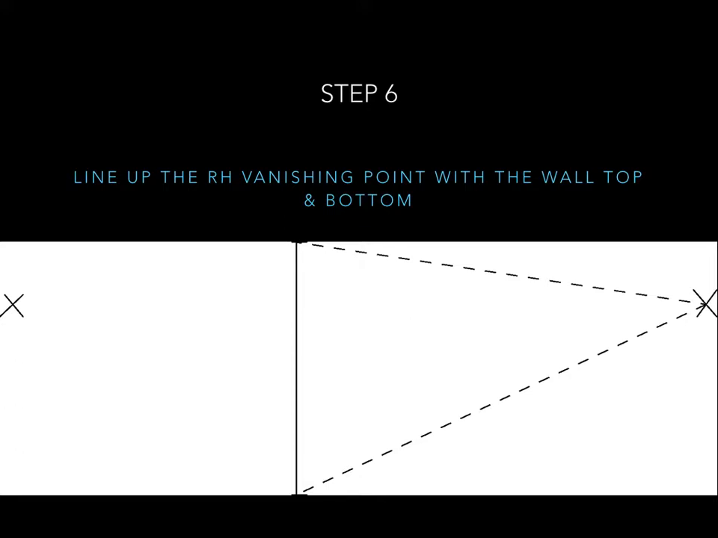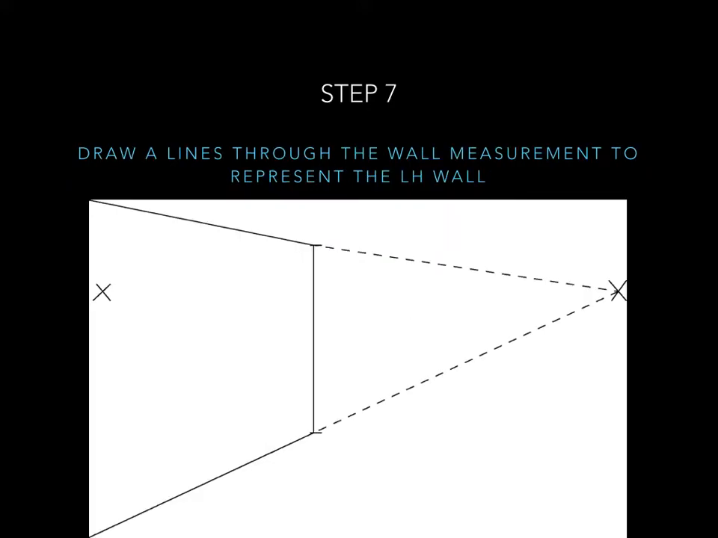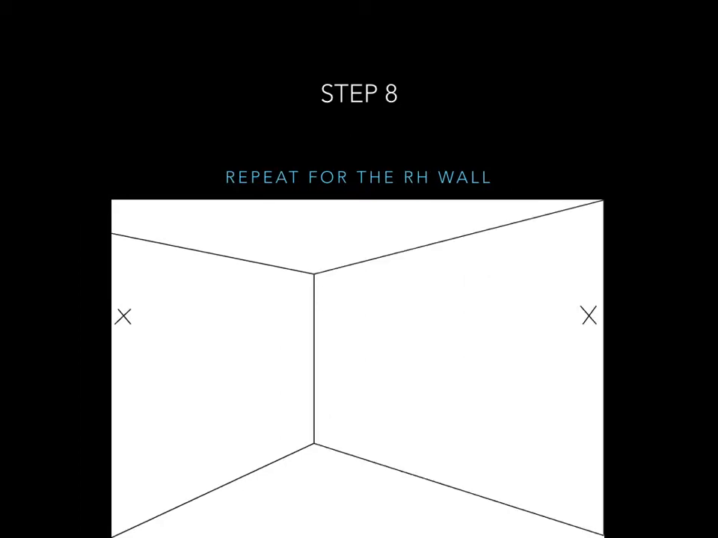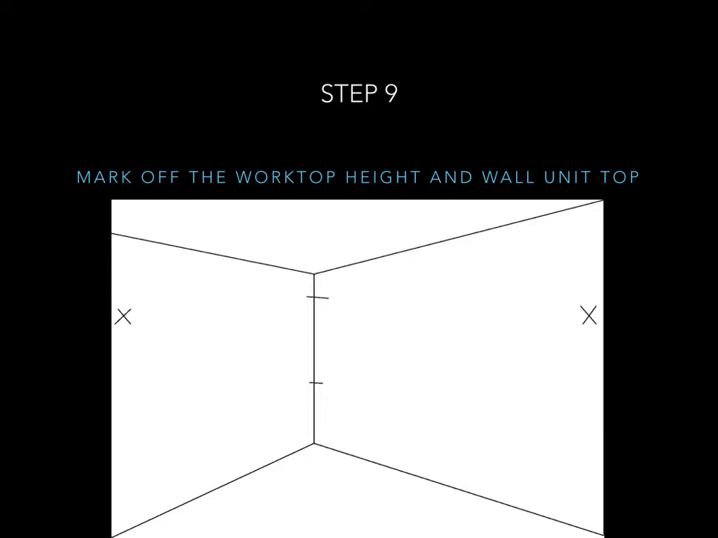Remember, this is an interior drawing, so it's the opposite of an exterior building. So once we've lined up the vanishing point, we can then draw the floor and the ceiling of the left-hand wall. And of course, by reversing the process, we can then find the floor and the ceiling of the right-hand wall.